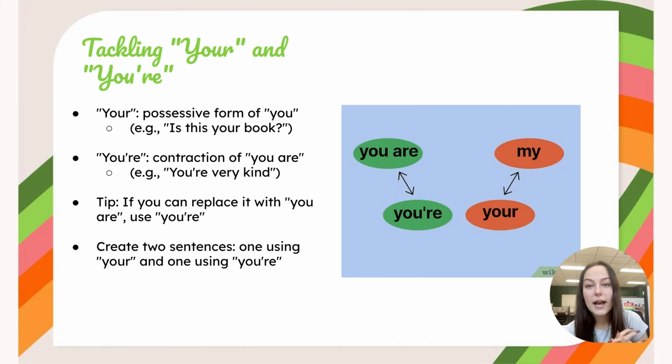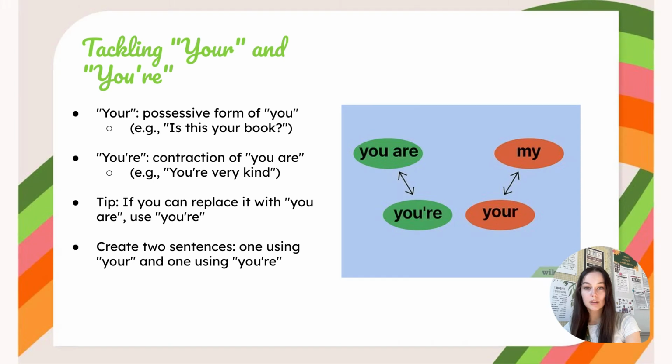All right, so we're going to go ahead and move on to your and you're. So just as the there with their is a possessive, your, when it's used without the apostrophe, is also going to be a possessive, and it's just the possessive form of you. So this would then be used in an instance when you could be asking, is this your book, right? Are you in possession of this book? Anytime it's talking about possession, you're going to use that form of your.